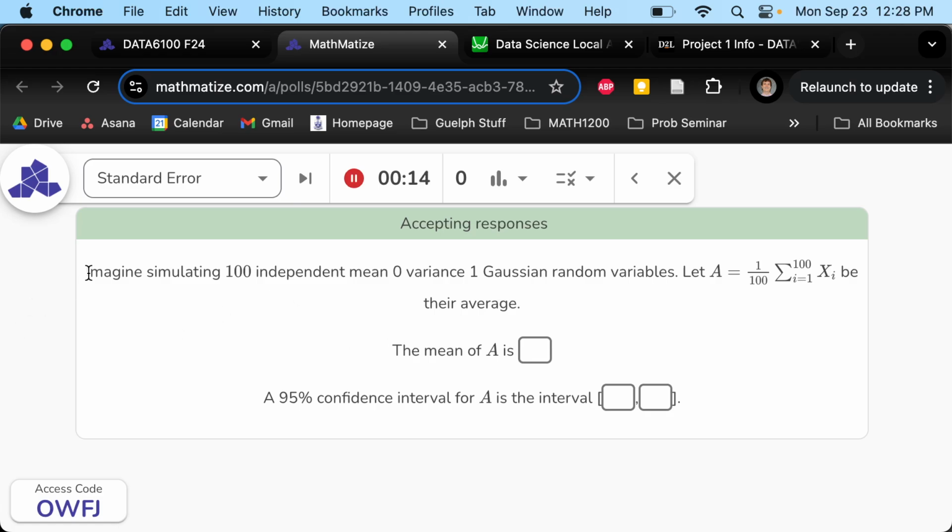Here is my stats 101 question. Just like we started with dice rolls, we're starting with 100 independent mean zero variance one Gaussian random variables. These are the bell curve distributions, and then I'm averaging them up. A stands for average: add up 100 of them and divide by 100. The question for you is, can you figure out the average value of A? And can you tell me a 95% confidence interval for A? Because when you do linear regression, these kinds of confidence intervals are one of the reasons it's good. So let's do this problem, hopefully as a review from your stats class. And we'll take it up in, say, 2 or 3 minutes.